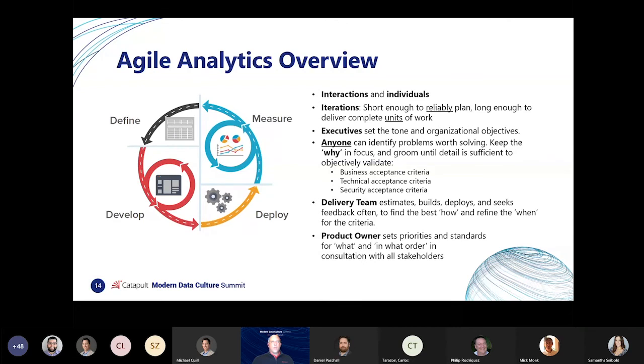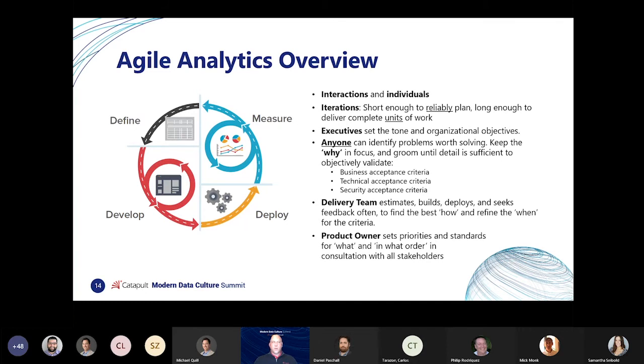So one thing I wanted to bring back from Danny's presentation is, it's super important for executives to set the tone, outline organizational objectives, make sure that what we define as our MVP fits into organizational strategy, and act as a champion for those things. But anyone involved, anyone with skin in the game, anyone with an opinion can identify problems worth solving that fall into that. And you're going to want to keep the why, your reason, your business outcomes in focus, and flesh these items out until you've got enough detail to objectively validate those requirements.